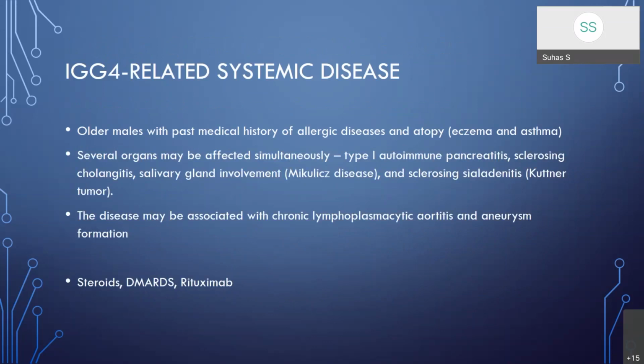The other condition causing aortitis is IgG4-related systemic disease. This is seen in older males who have a history of allergic diseases and atopy. And several organs may be involved. That is, autoimmune pancreatitis may be seen, cholangitis may be seen, salivary gland involvement and scleritis may be seen. And this is associated with chronic lymphoplasmacytic aortitis and aneurysm formation. Treatment includes steroids, DMARDs, and rituximab.